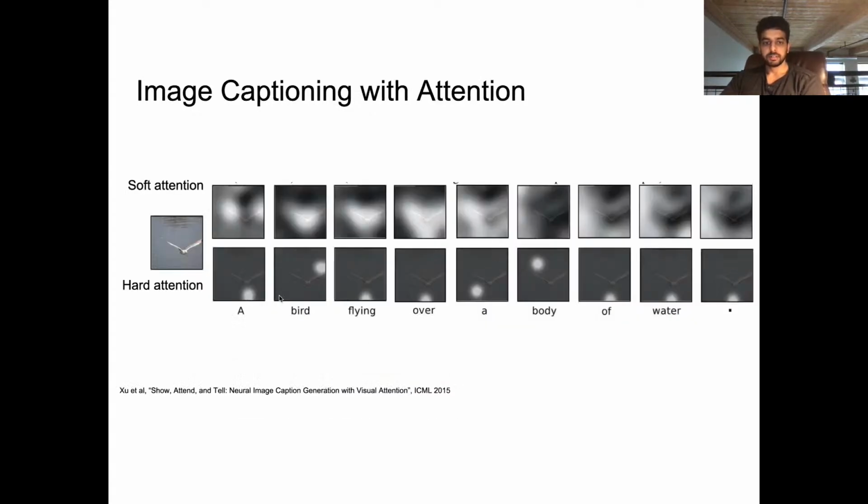So there are some good results. I'm not really sure if this is one of them. A bird flying over a body of water. Here the lighter part of the image is where the model is focusing its attention. You can see at a high level, and this is a very simple image, that when it's producing things related to a bird and flying, the attention is focused on the bird. And when it's talking about the body of water, you can see that the attention shifts from the bird and moves into the background of the image, or the water.